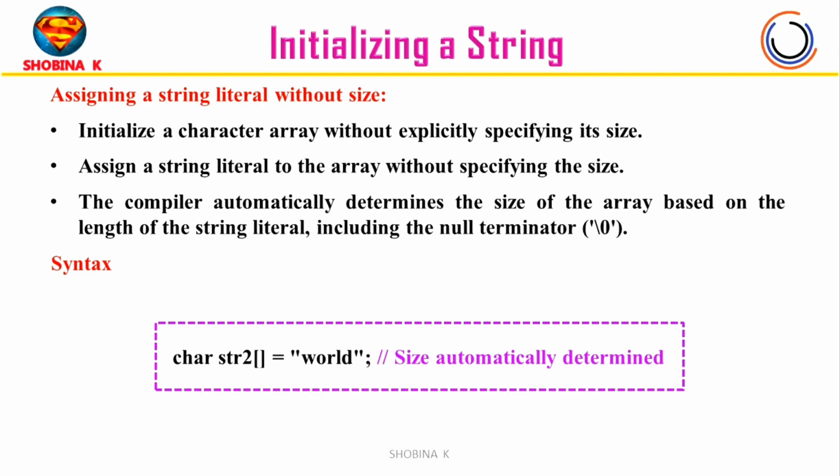In this method, you simply declare the array without specifying its size, and the compiler determines the size of the character array based on the length of the string literal. Look at this example. I declared an array named str2 consisting of characters. "World" is a string literal which is assigned to the array str2. Since we haven't explicitly specified the size of the array, the compiler determines its size based on the length of the string literal, including the null terminator. The string "world" contains 5 characters and 1 null terminator. Therefore, the size of the array str2 will be 6 bytes, 5 for characters and 1 for the null terminator.